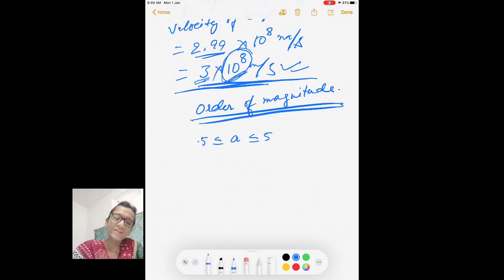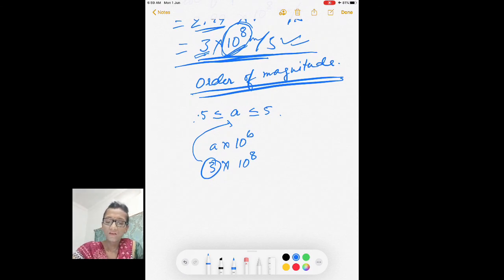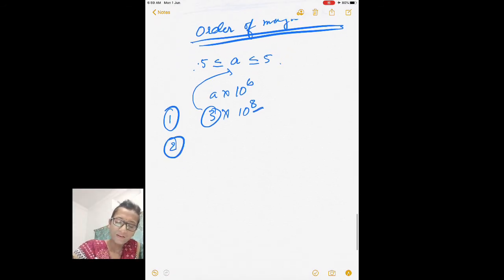So here in this case, in the speed of light, you find A into 10 power B. You find that here 3 lies in between 0.5 and 5. So what is the power of 10? You can take it as the order of magnitude. So the order of magnitude of the speed of light is 8 only. This is one example. Now let us take another example.